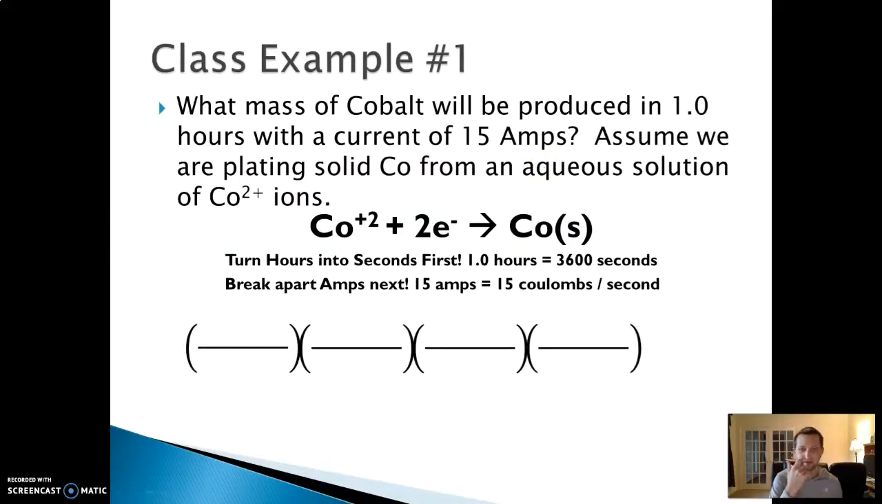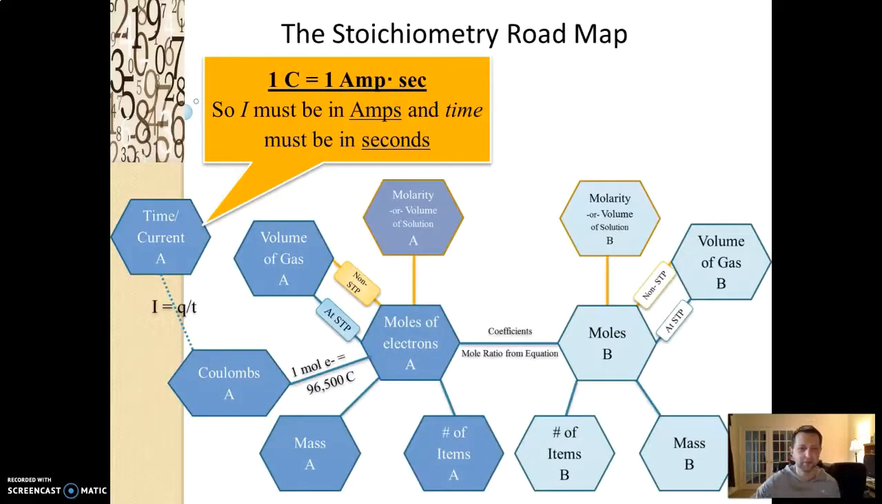So I'm going to set up my factor label steps. You don't know how many steps it is yet. I just have it preset up here so I don't have to keep writing and clicking with my mouse. So we're going to start with time, 3,600 seconds. So what do I want to cancel out? Well, I want to cancel out time, right? So I would put seconds in my denominator, and I want to go into what? Well, I need to get to, if you look at the roadmap here, I need to get to coulombs, right? So I need to have coulombs on top, right? Seconds on the bottom, coulombs on top. So the seconds cancel and I get here.